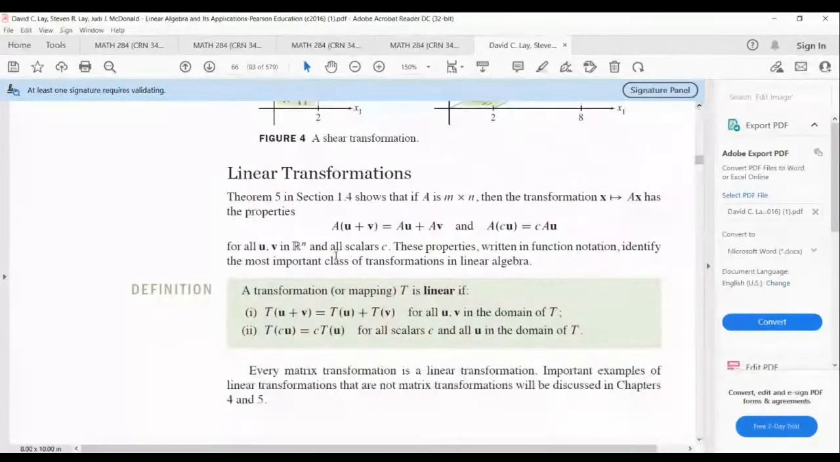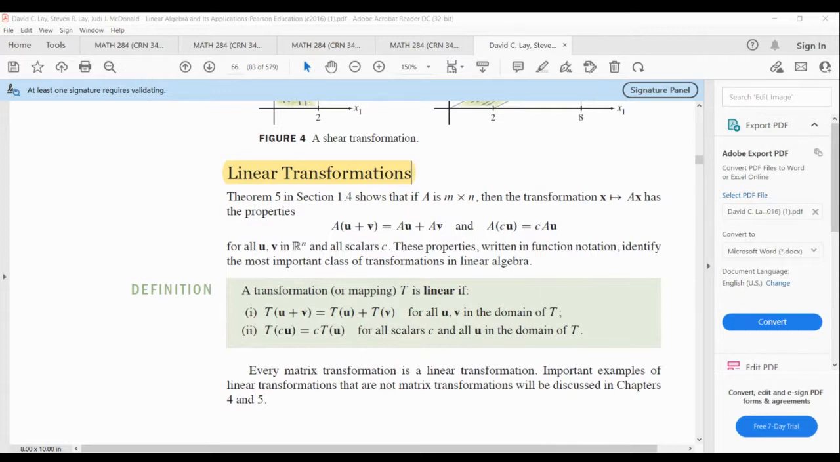So there's an important topic called linear transformation. A transformation is linear if it satisfies the two conditions below. If you transform the sum of two vectors, that's going to equal the sum of the transformed vectors. That's the first condition. And the second condition is that if you transform a constant times a vector u, you can bring that constant, or scalar, outside.